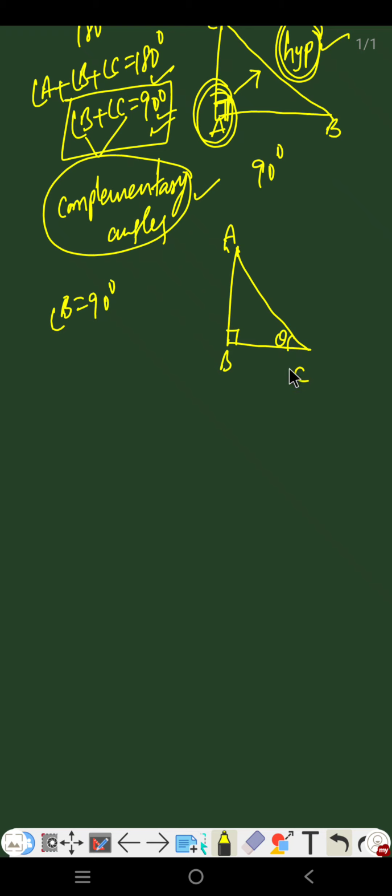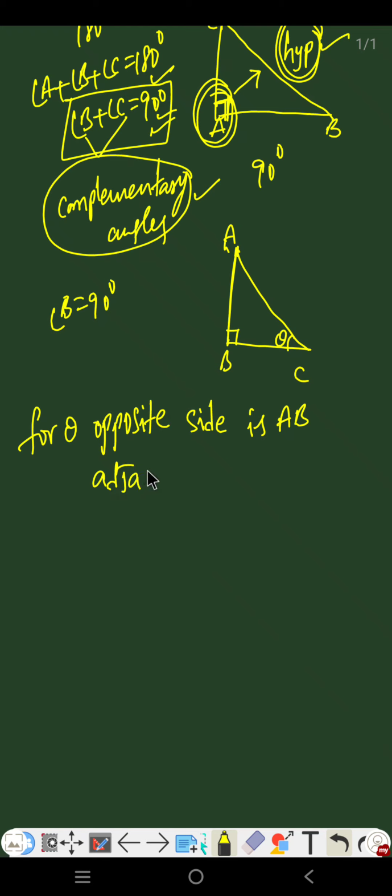Now if you observe here, for theta, what is the opposite side? For theta, the opposite side is AB. Similarly, theta adjacent side is what? Theta adjacent is BC. Sir, the theta adjacent side AC is also there now.